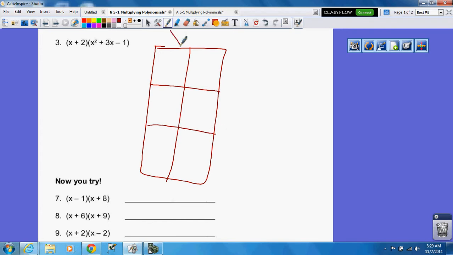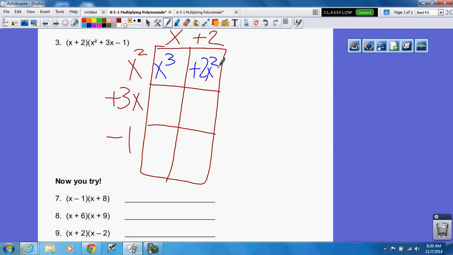So I know I'm going to have x plus 2, and I'm going to have x squared, positive 3x. Make sure you carry the sign with it, and a negative 1. So when I go to multiply that, I'm going to have x cubed plus a 2x squared, and then plus a 3x squared, and then plus a 6x, and then minus an x, and then minus a 2.